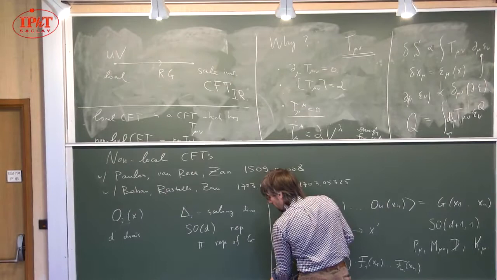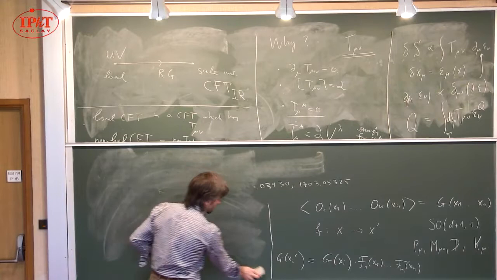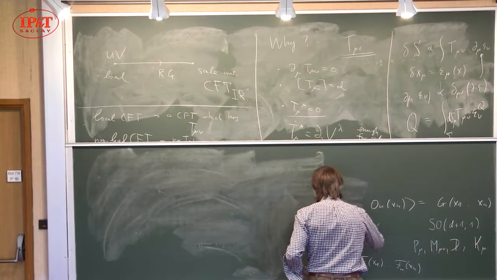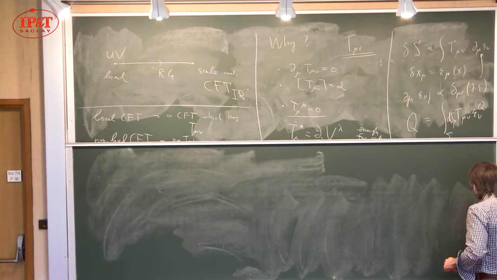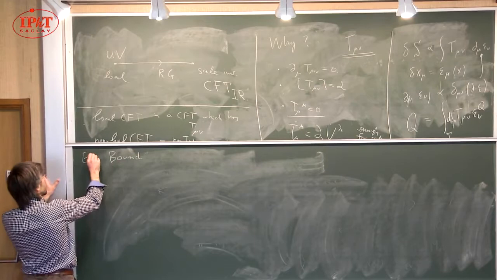To begin with, I'll give you a very simple example of how non-local CFTs can emerge, which probably many people are familiar with. And then I will discuss some more weird examples. So the simplest example is the case of boundary or defect CFTs. So this is going to be example one.